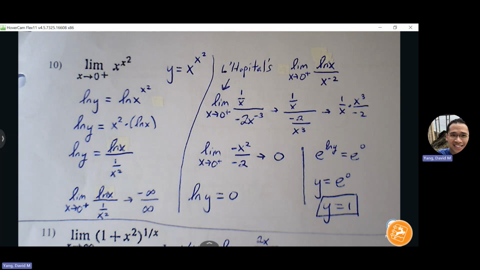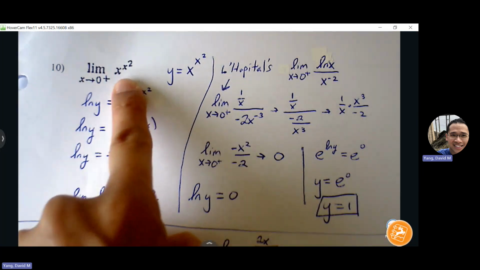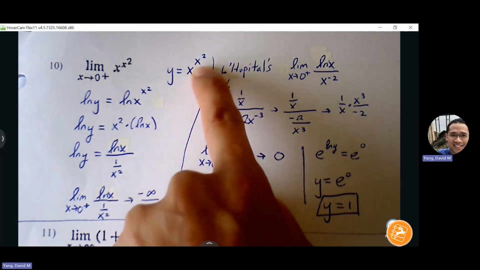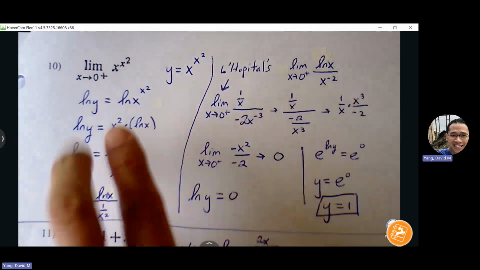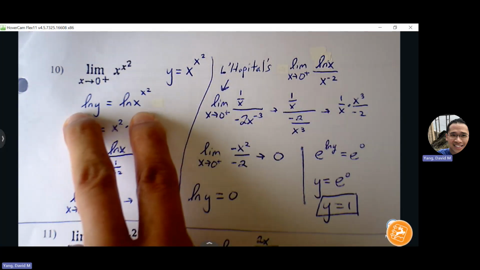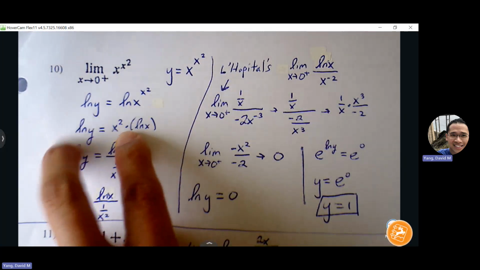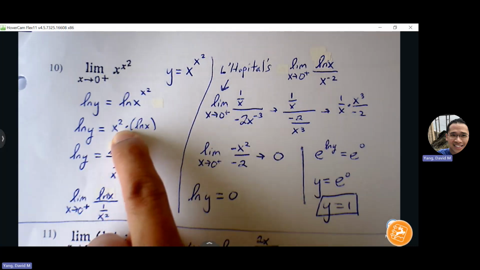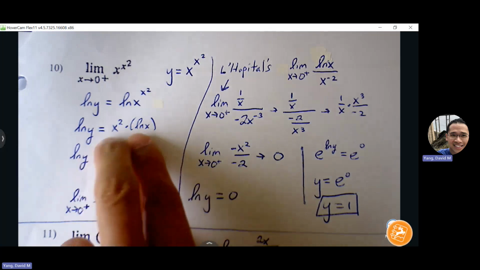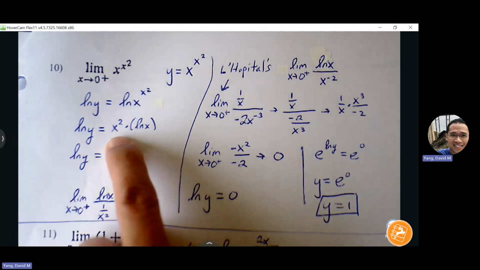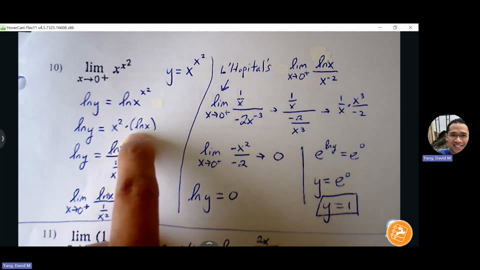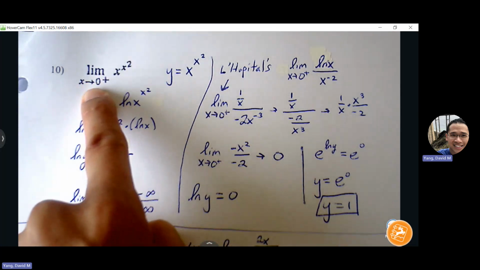So we're going to start off with y is equal to x raised to the x squared. Let's get that x squared to come down. To make that x squared come down, I'll take the natural log of both sides. And when I take the natural log of both sides, then that exponent is free to come down using the power property. And now we're not trying to find the derivative here. We're just trying to get this right side to be in the form where we can apply L'Hopital's, because ultimately we're trying to find the limit.